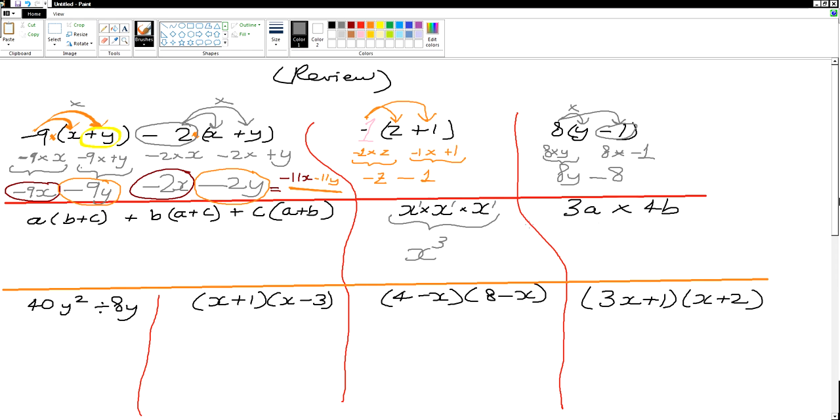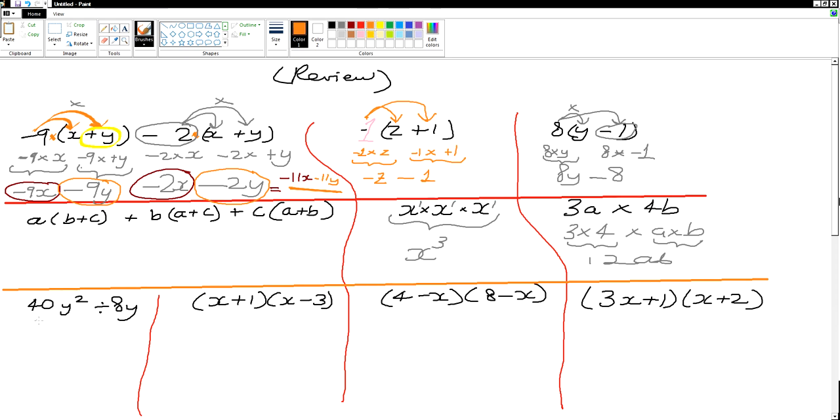Next question. Let's have Ruqayya. We have 3a times 4b. So how do we think of this question? We can think of it as 3 times 4, and a times b. 3 times 4 will give us 12, and a times b will give us ab. So the final answer is 12ab. Lovely.